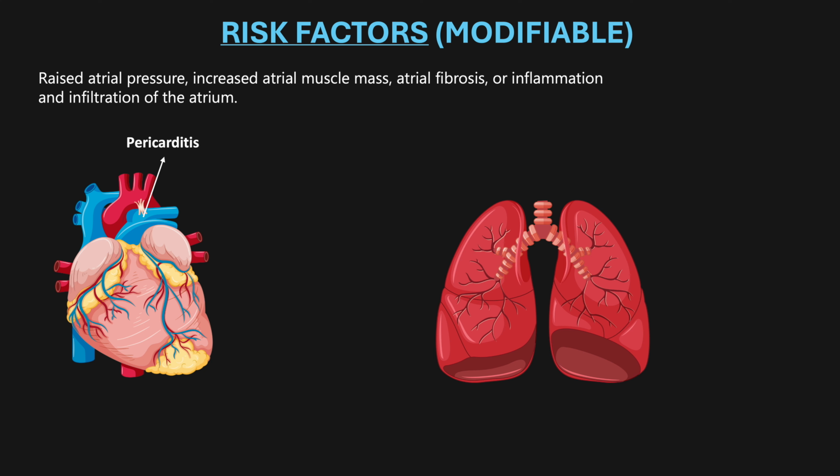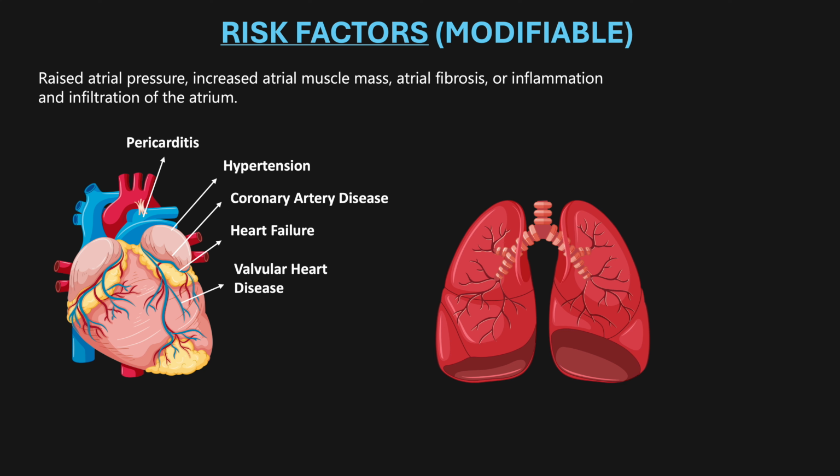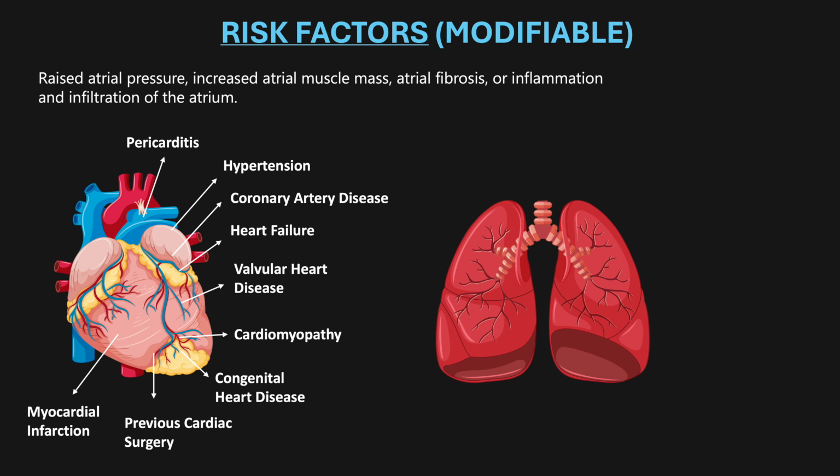The first thing is pericarditis. Judging from this, inflammation, and probably raised atrial pressure. Then there's hypertension, which can lead to increased atrial muscle mass, obviously, and raised atrial pressure. Coronary artery disease, heart failure, valvular heart disease, cardiomyopathy, congenital heart disease, and previous cardiac surgery can obviously lead to atrial fibrosis, inflammation, and myocardial infarction. So all of these things, one way or the other, cause a certain pathology, as mentioned above, such as raised atrial pressure, increased atrial muscle mass, atrial fibrosis, inflammation, infiltration of the atrium, etc.